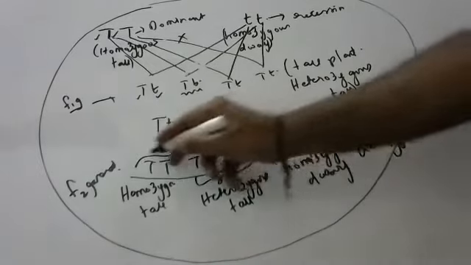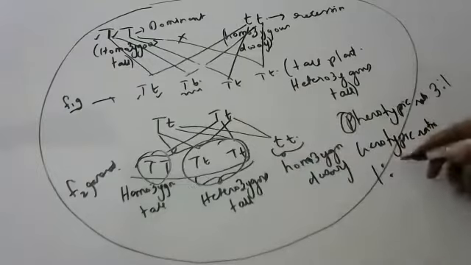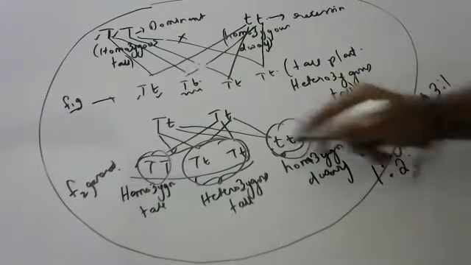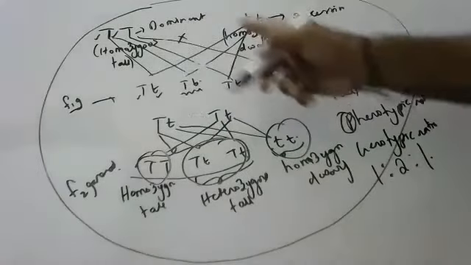Genotypic means genotypically, these both are of one variety, and this is of one variety. So the genotypic ratio is 1:2:1. Everything, children. You have to say homozygous tall, heterozygous tall, homozygous dwarf.